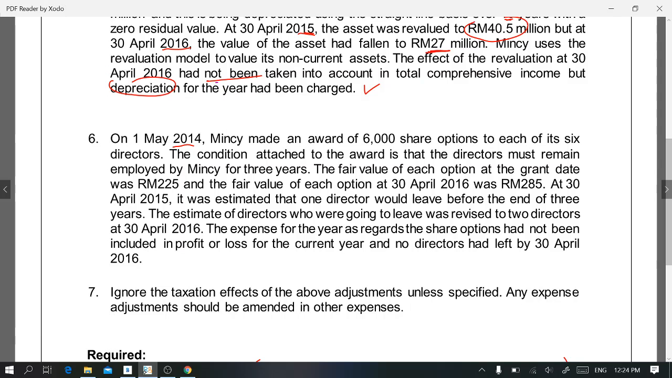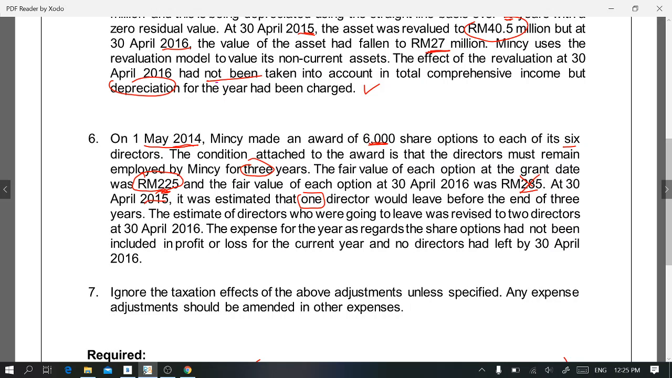Two years ago, Mincy awarded 6,000 share options to each of its 6 directors. 6,000 shares for 6 directors, and the condition attached is that the director must remain employed for 3 years. The fair value of each option granted is 225, and the fair value increased to 285. So we always use the fair value at the date when it's granted. It is granted here at 225, so we continue to use 225. This one can be ignored.